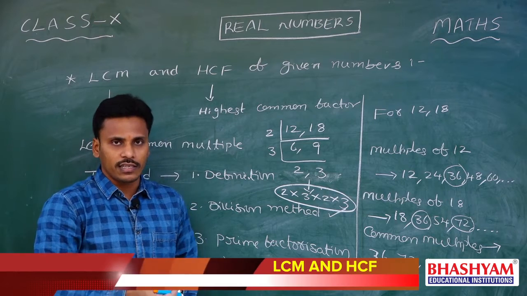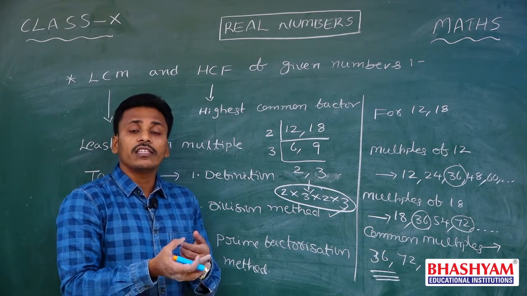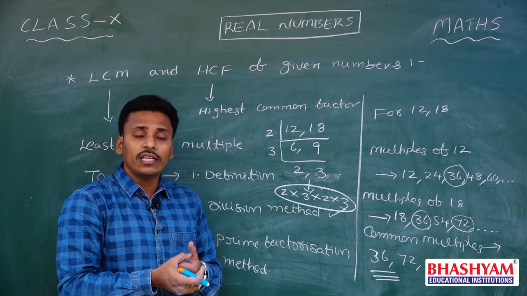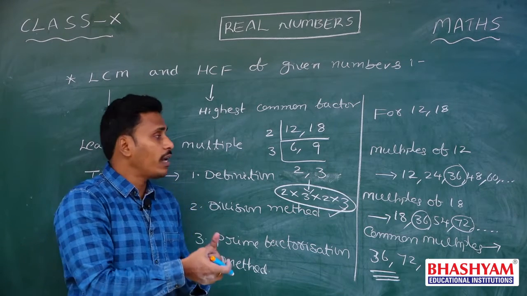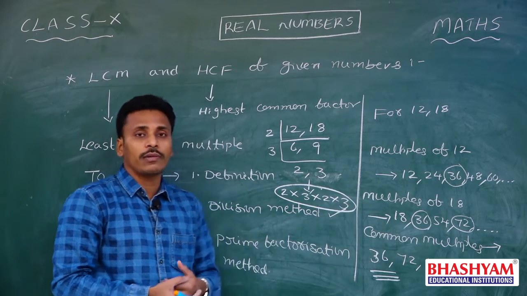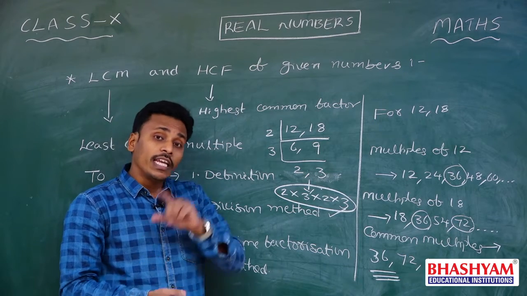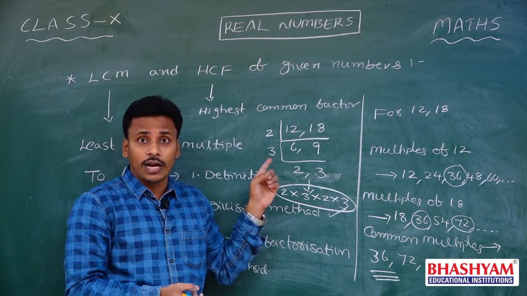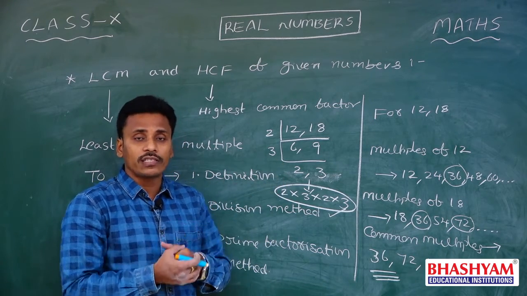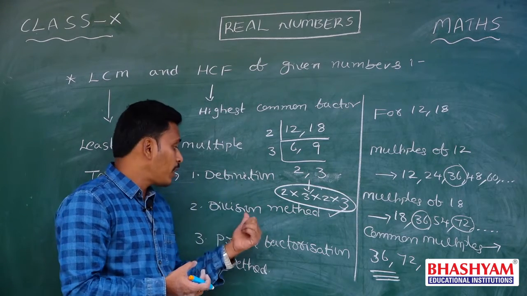And 36 is the least common multiple for the given numbers. This is the way of finding the least common multiple of the given numbers, in particular 12 and 18, by the basic definition method as well as the division method. In previous videos, we already discussed the way of finding the HCF by the definition method and division method.